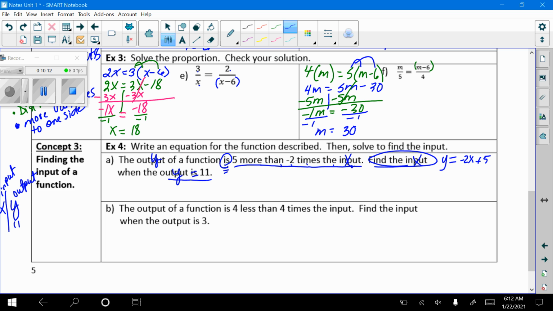But then my last one says when the output is 11. So I now know that y is 11. So 11 equals negative 2x plus 5. And I need you to solve that. So we're going to put the line down the middle, take away 5, 6 equals negative 2x, and divide by negative 2. So negative 3 is equal to x.